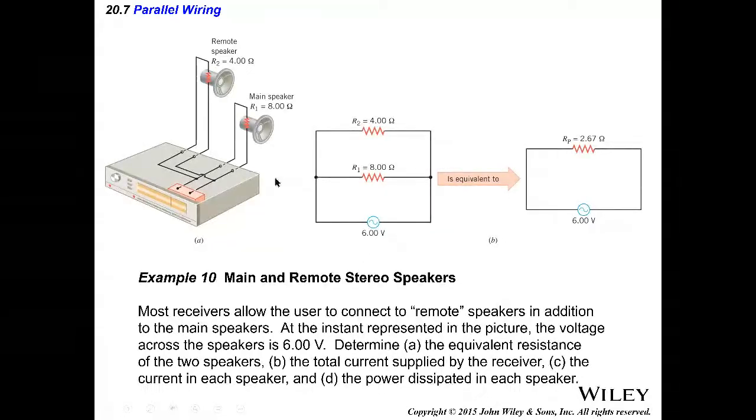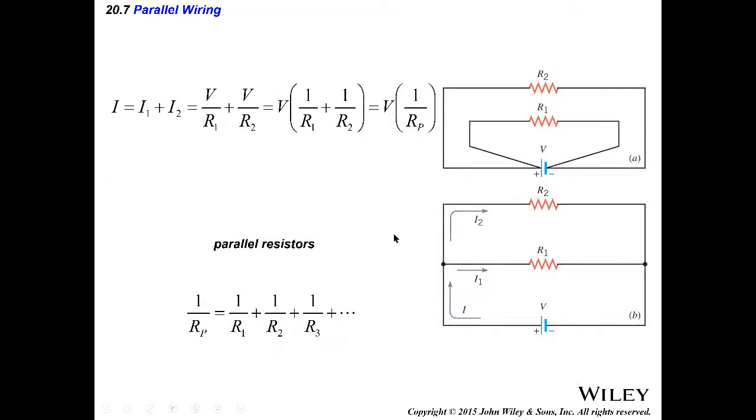And the example of main and remote stereo speakers you are connecting. But let me come back to the lighting, holiday lighting. When you have holiday lighting, you don't have just two, you have, let's say, 100. But they all are connected in the parallel way, namely all the lamps, the bulbs, are connected such that one side of it is to the positive terminal or to the household plug.